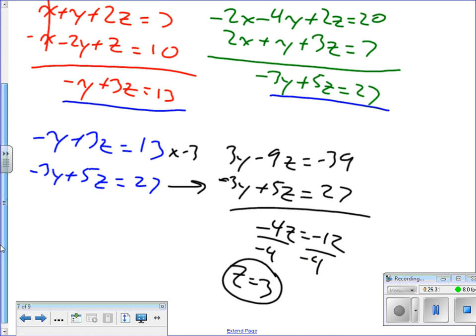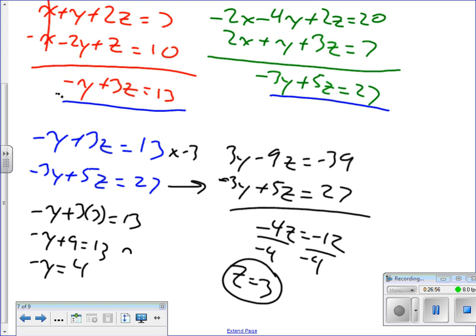Still got to find x and y. Take that 3, plug it into any equation. I would put it into this one here. Negative y plus 3 times 3 equals 13. 3 times 3 is 9. And negative y plus 9 equals 13. Subtract 9. And negative y equals 4. So y equals negative 4.